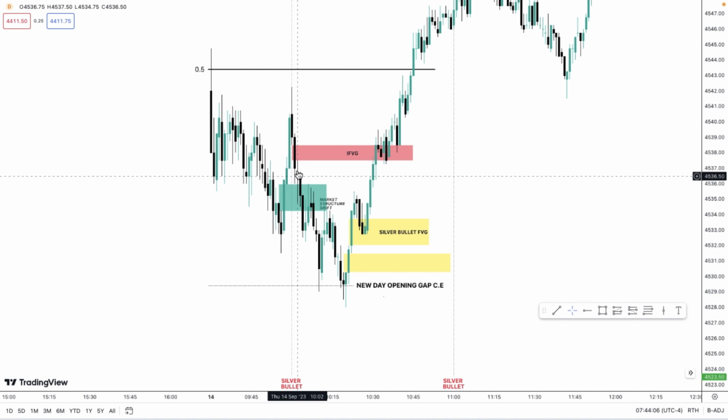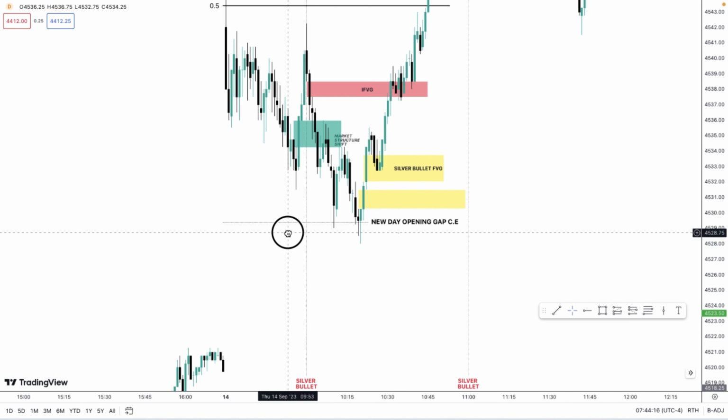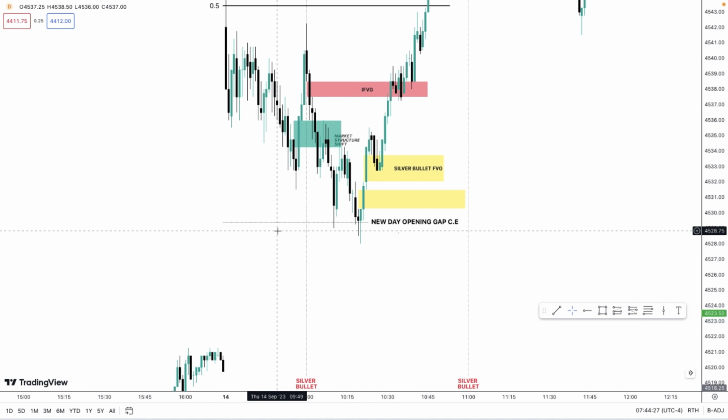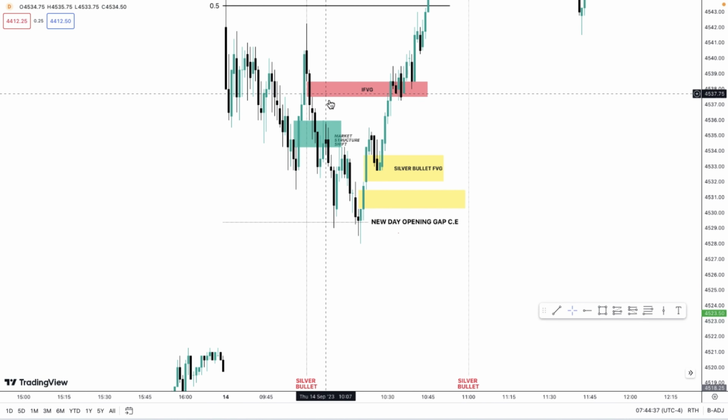Where is the draw on liquidity at this moment in price? We're going to the new day opening gap consequent encroachment. So the difference between yesterday's closing price and today's opening price, the midpoint, in other words the halfway, the consequent encroachment of that, is this level here. This is our discount premium array. So when the market was trading up here, it was in a premium, and then it was going to a discount where it found support.